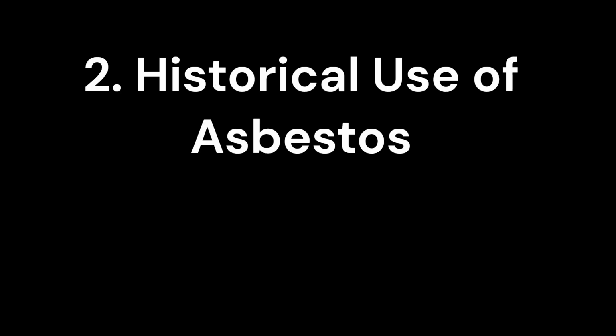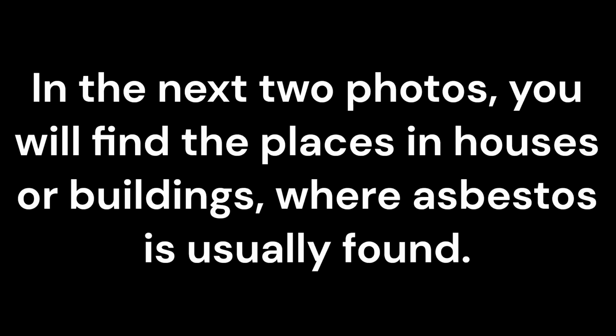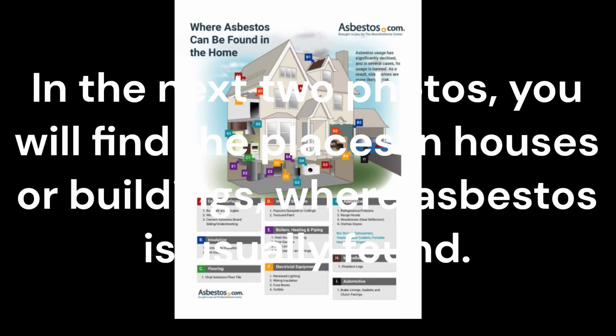Asbestos has been used for thousands of years, but its use became more widespread in the industrial era. It was used in a wide range of products, including insulation, roofing, flooring, textiles, and auto parts. However, the health risks associated with asbestos exposure were not fully understood. These are the few names where asbestos may be found.